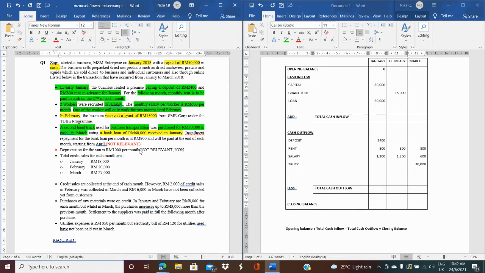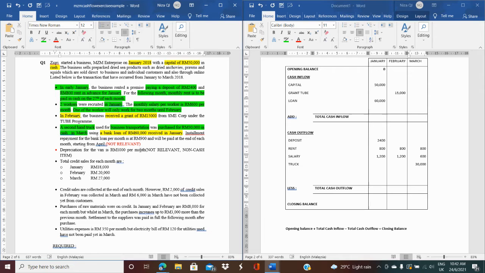of the company. Okay, so it's a non-cash item. So you do not need to report it in the cash flow. Okay, so not relevant, non-cash item, not reported. Okay, so remember that there will be no depreciation amount in cash flow. So it's a big no.